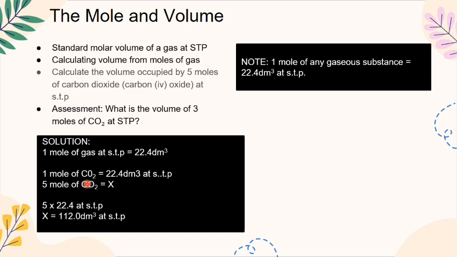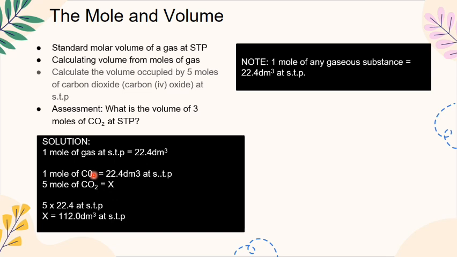and we are asked to calculate for CO2, the volume occupied by 5 moles of CO2. So we know 1 mole of CO2 is equal to 22.4 dm cube, since we said any gas, and CO2 is a gas. So 1 mole of CO2 will occupy 22.4 dm cube. Now, if 1 mole occupies 22.4, 5 moles of CO2 will now occupy how many? So we regard that as X.